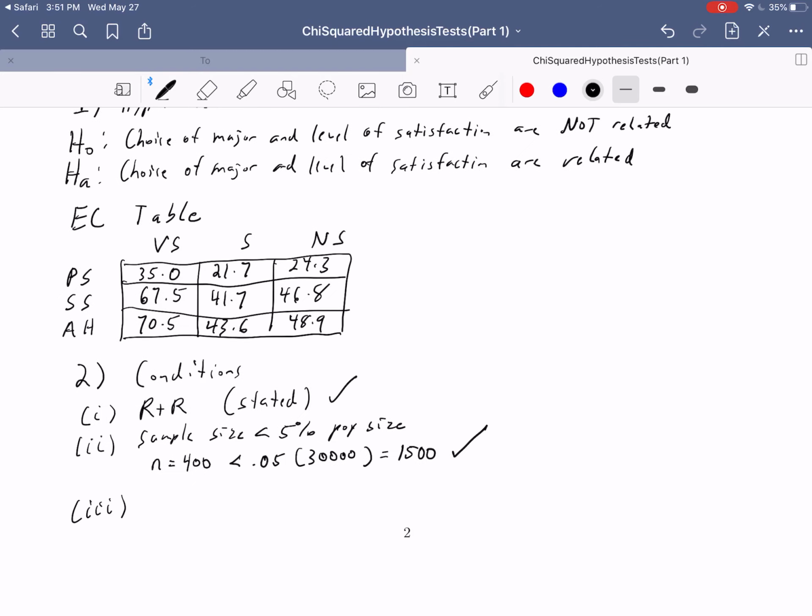Finally, for condition 3, we want less than 20% of the expected counts.